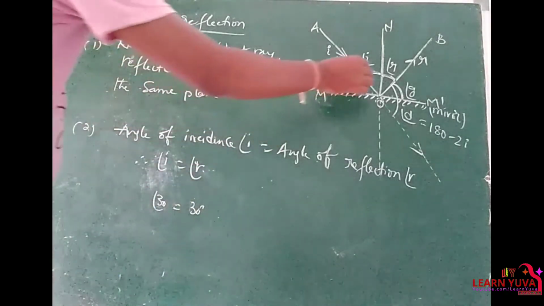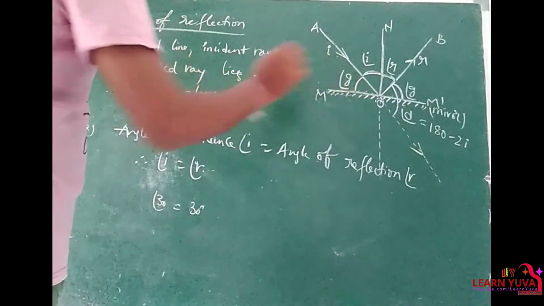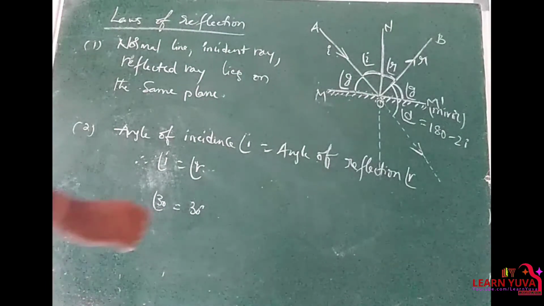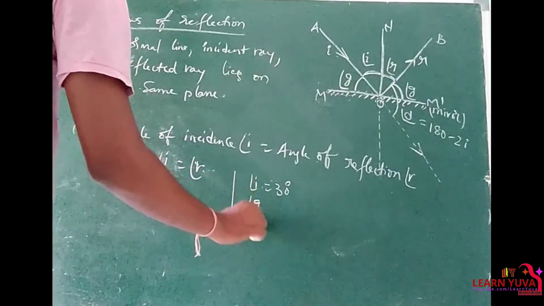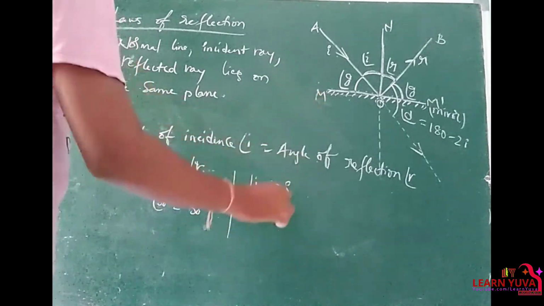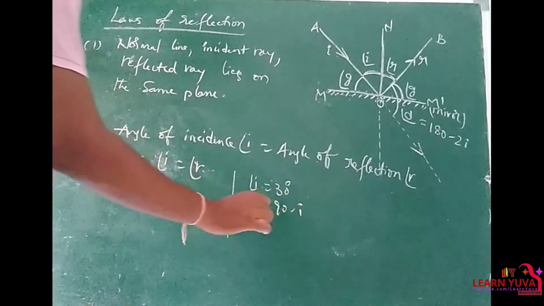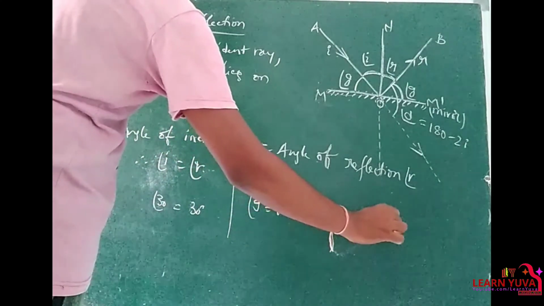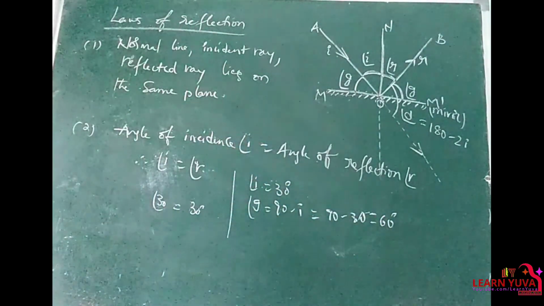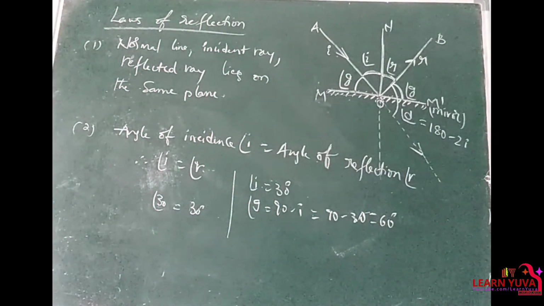For suppose if the angle of incidence is equal to 30 degrees, what is the glancing angle G? The angle G has the formula 90 minus I, so that is equal to 90 minus 30. So the glancing angle is equal to 60 degrees. In this way we can do the problems.